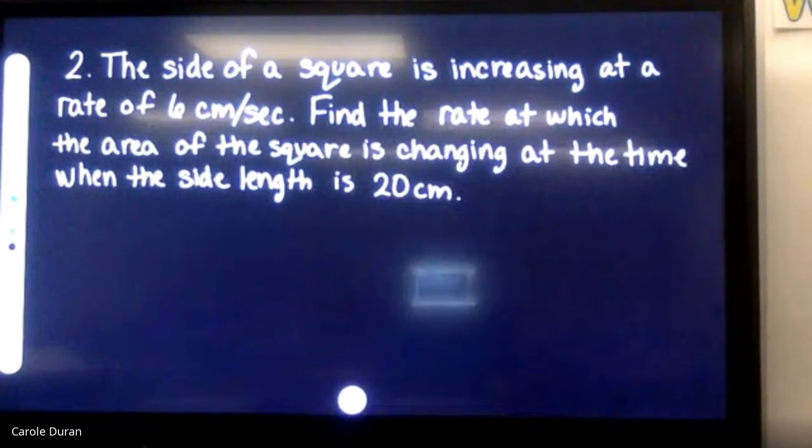Problem number 2. The side of the square is increasing at a rate of 6 centimeters per second. Find the rate at which the area of the square is changing at the time when the side length is 20 centimeters.